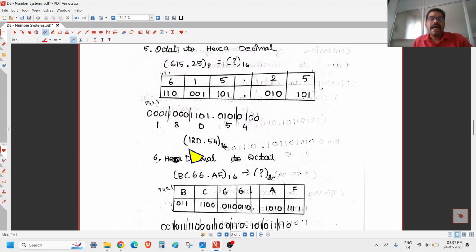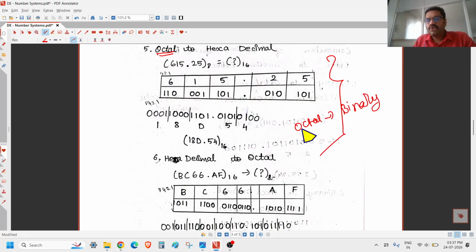Next, octal to hexadecimal. This is a little bit difficult compared to the previous ones. How to convert octal to hexadecimal? Simple. First you convert the octal number into binary. How to convert octal to binary? First split the numbers, and with the help of the 4 2 1 combination, write the binary numbers. Then you get the binary number. So octal to binary conversion is the first step, and the second step is binary to hexadecimal.